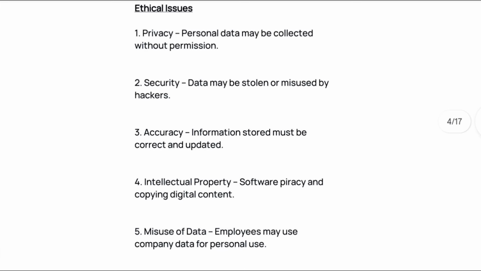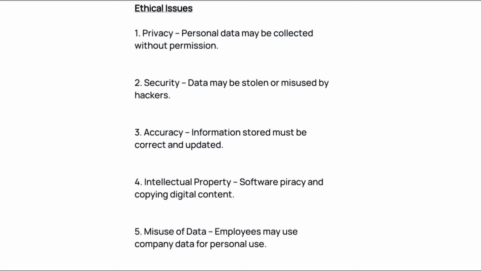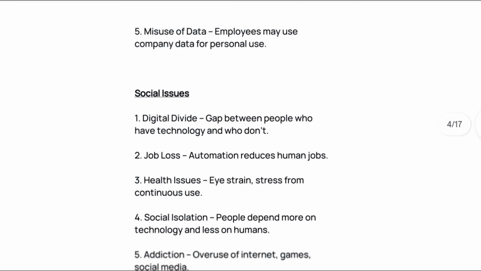Ethical issues are the following. First one, privacy. Privacy will be lost; private data can be collected without permission also. Security: your data can be stolen, it can be used by hackers. Next, accuracy. Information whatever you stored in your system must be correct and updated. Next, intellectual property. Piracy, copying digital content, is also an ethical issue. Misuse of data: an employee can misuse company data for personal use. So these are the ethical issues.